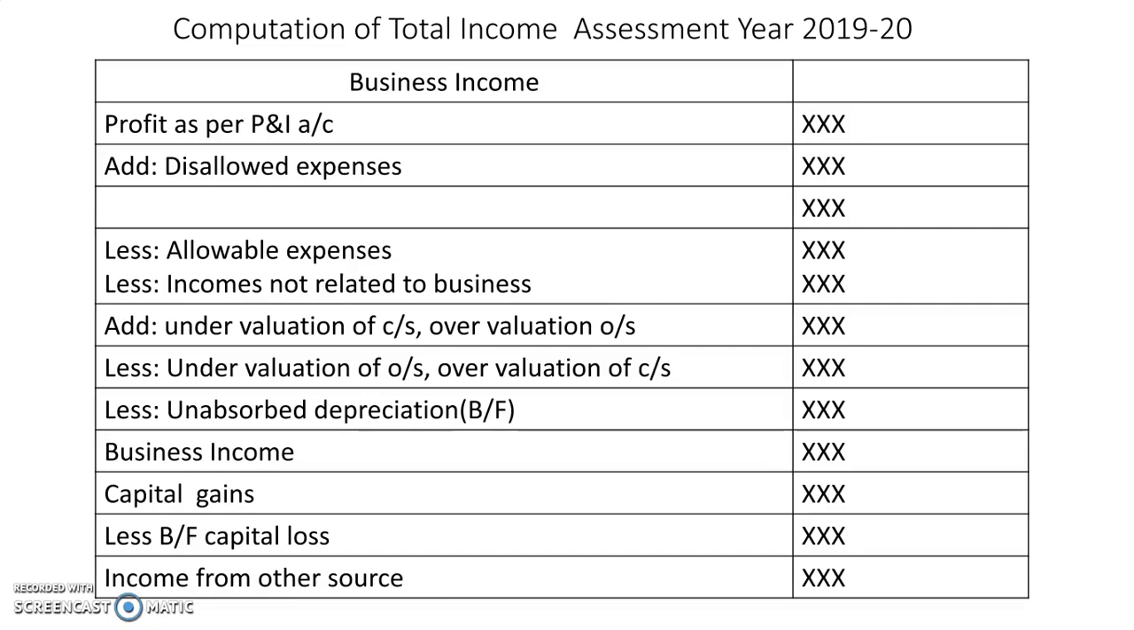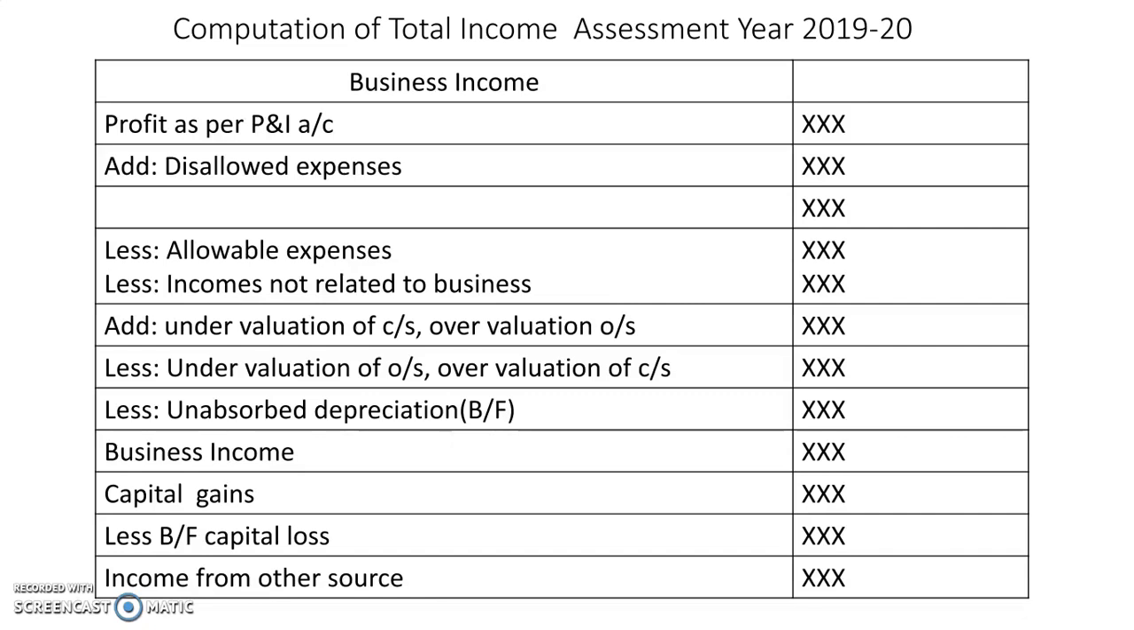And then the next step, you must go for less allowable expenses. Allowable expenses means the expenses which will be given in the adjustment. These are business expenses, but they are not debited in the profit and loss account. They are given in the adjustment and not deducted in the profit and loss account. So those expenses, if they are business expenses, should be deducted at the time of arriving at the business income.